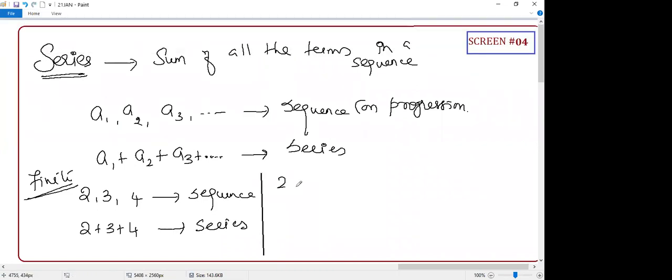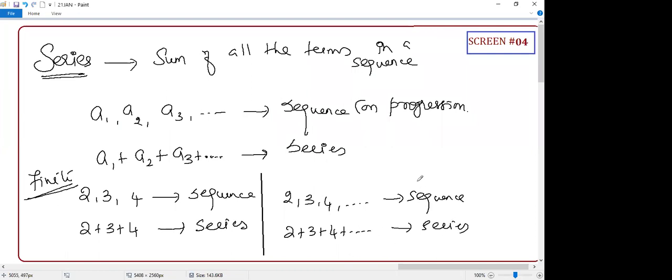That's all. So for example, if I write 2, 3, 4 and so on, and if I write 2 plus 3 plus 4 and so on, this is a sequence and this is a series. But what kind of sequence? Infinite sequence and infinite series. So what is infinite series? Sum of an infinite sequence is called an infinite series. Sir, if the numbers do not end, how will you find the sum? We'll see the magic.